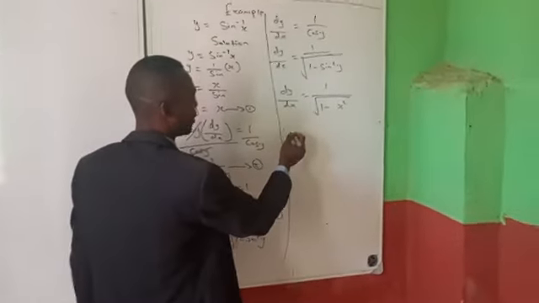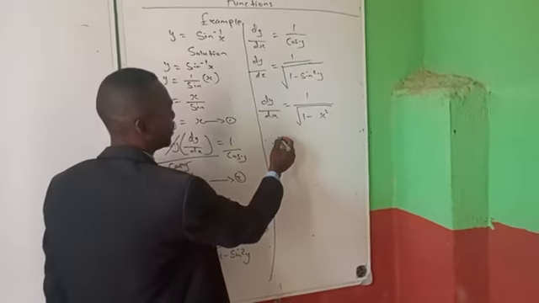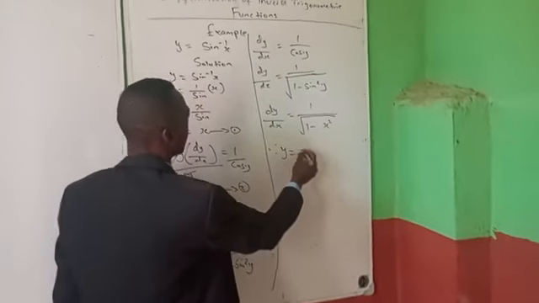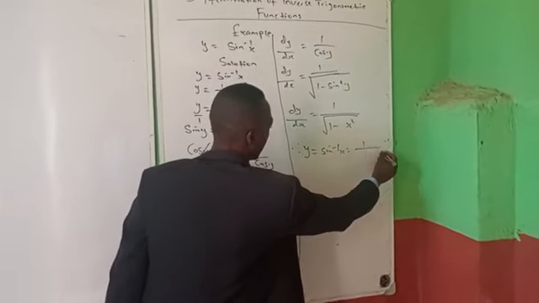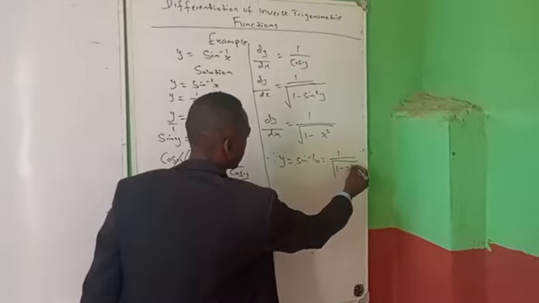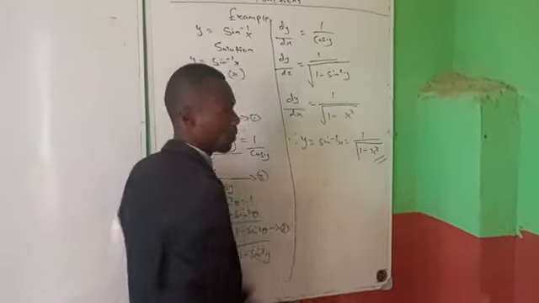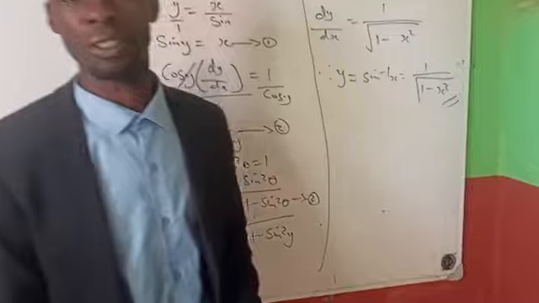Now, at the end of the day, we are going to have, therefore, the derivative of y is equal to sine inverse of s is going to be what? 1 all over root 1 minus s squared. This is the answer. We have done with the what? The proving.